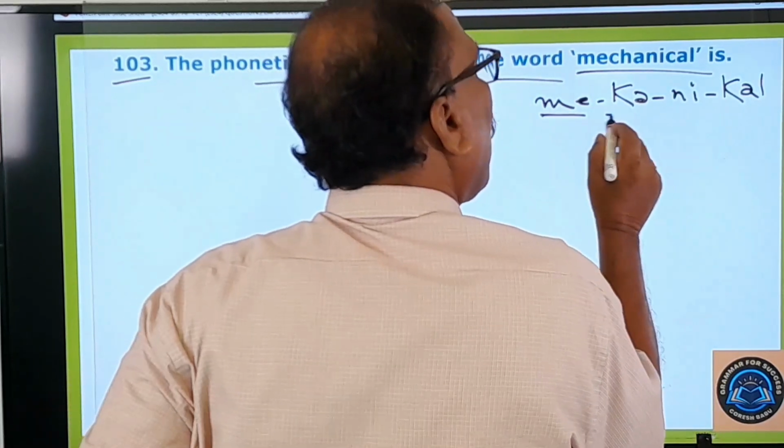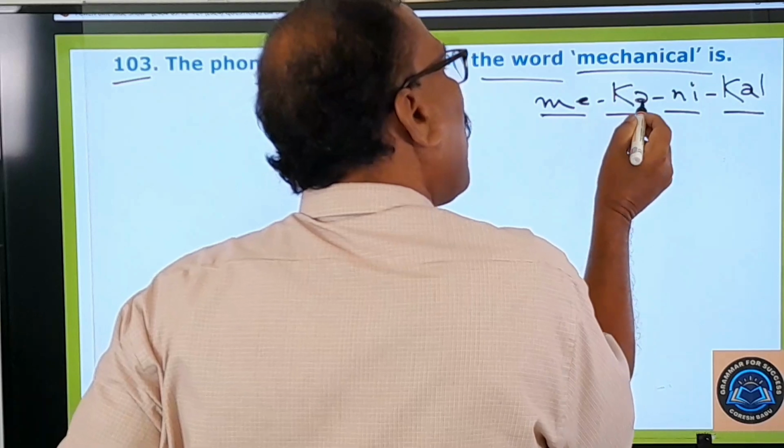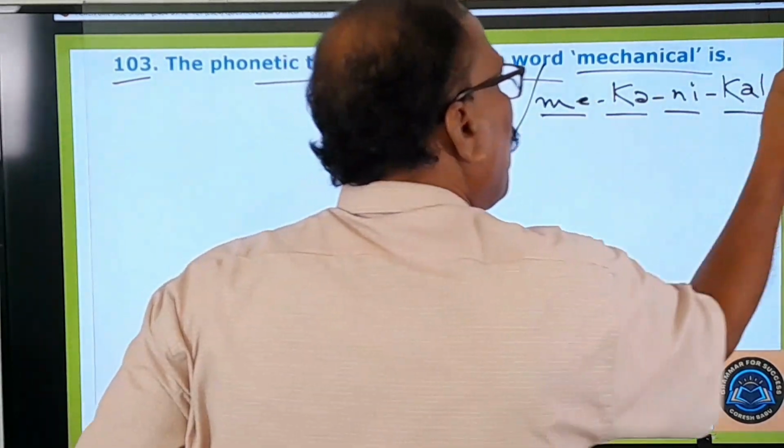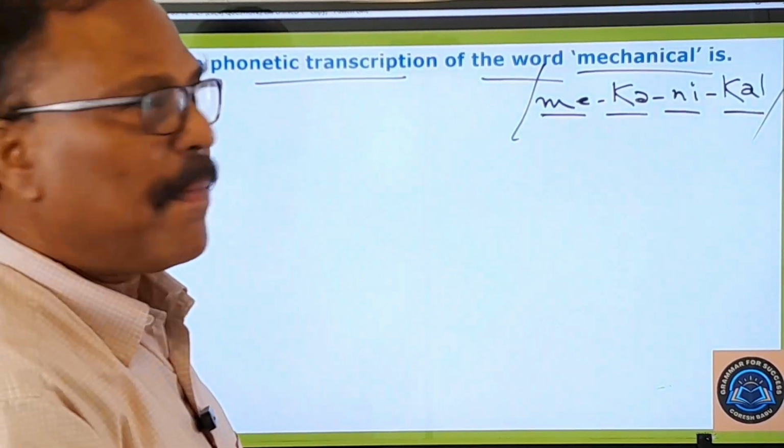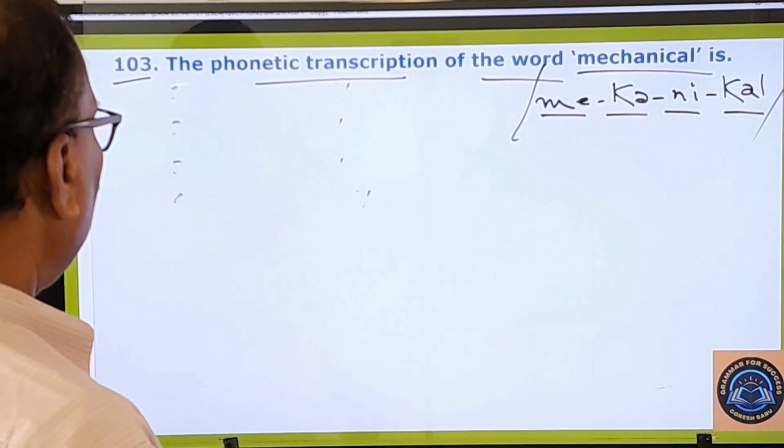So may, ka, ni, kal. So this is the "may", yummy "may", ka, ni, kal. This is the phonetic transcription. Mechanical. So that must be your answer. And now look at the options given here.